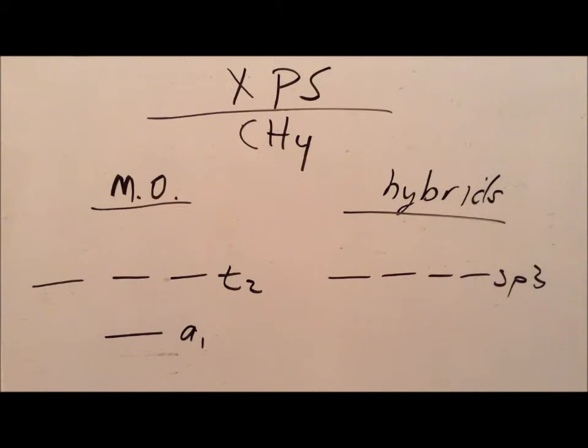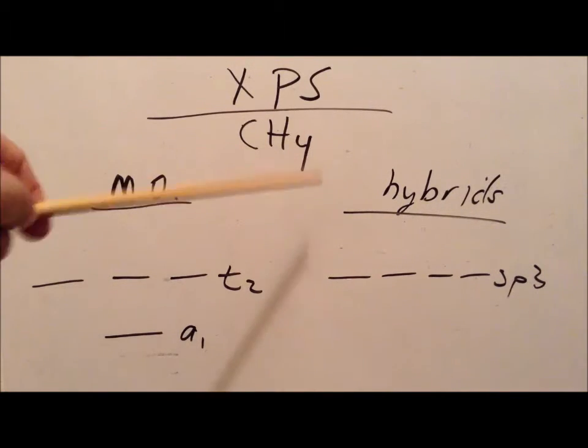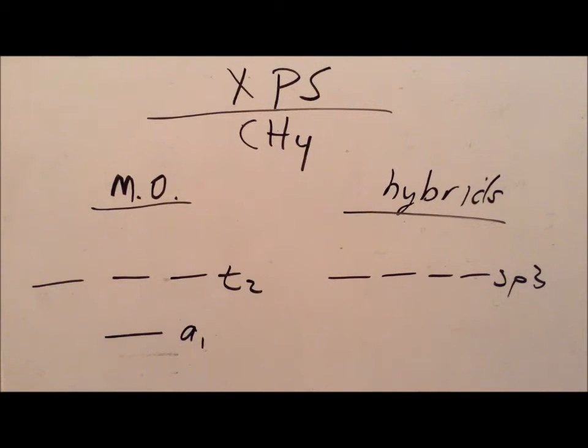Again, the experimental data from X-ray photoelectron spectroscopy are entirely consistent with MO theory and completely different from what we get from hybrid orbital theory. In other words, molecular orbital theory is always right, and hybrid orbital theory is always wrong, at least in the cases for which we compare it with X-ray photoelectron spectroscopy.